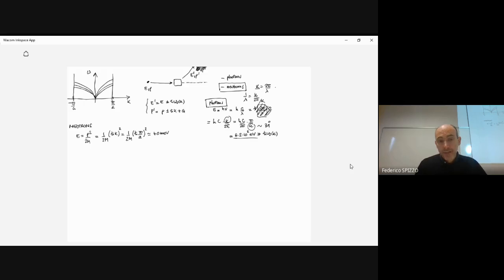So in this case, we have the opportunity to have a particle that is, both from the point of view of the energy and from the point of view of the wave vector, quite close to the phonon. So that's why neutrons are one of the main probes that are used to detect the behavior of phonons. Just a comment about neutrons.